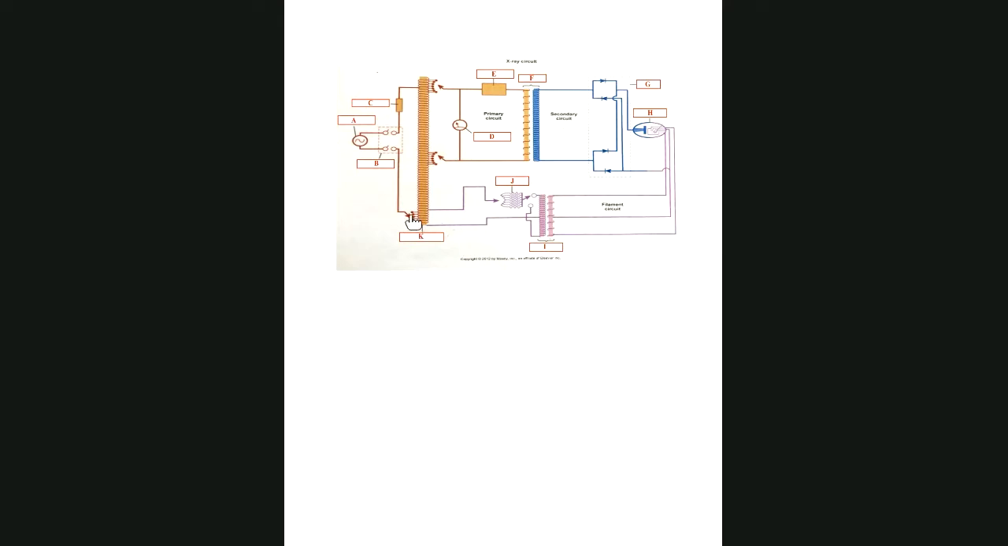So here's our taps for our line voltage compensation. And this is our autotransformer with just the single winding. We know it works off of self-induction. That means that single winding induces and varies the voltage and current that it's supplying to the secondary circuit and to the filament circuit.